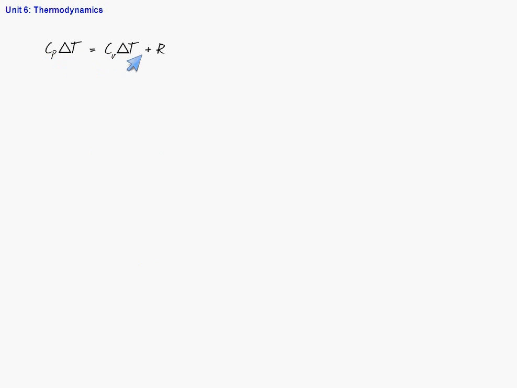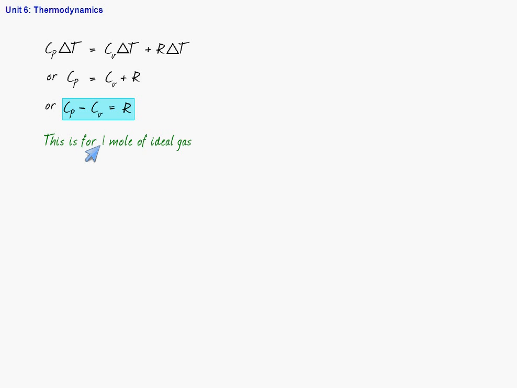Or Cp is equal to Cv plus R, or Cp minus Cv is equal to R. Now Cp minus Cv is equal to R, a very important relationship, but this is for 1 mole of an ideal gas. For n moles of an ideal gas, it is going to be Cp minus Cv is equal to nR. So this is the relationship between Cp and Cv.